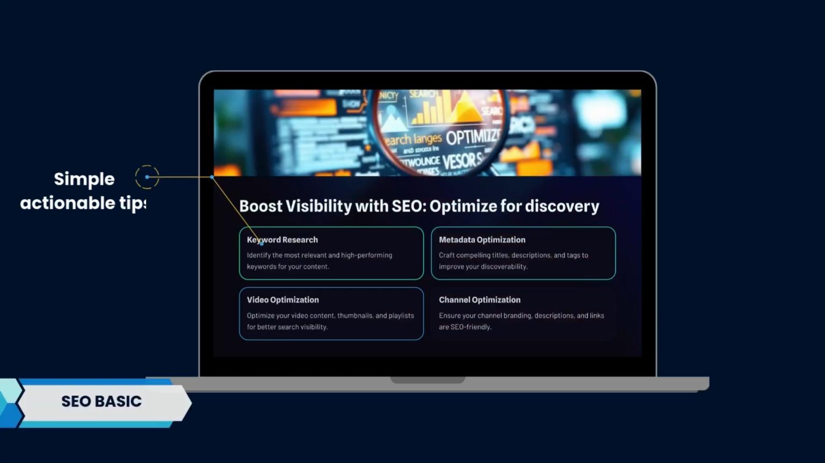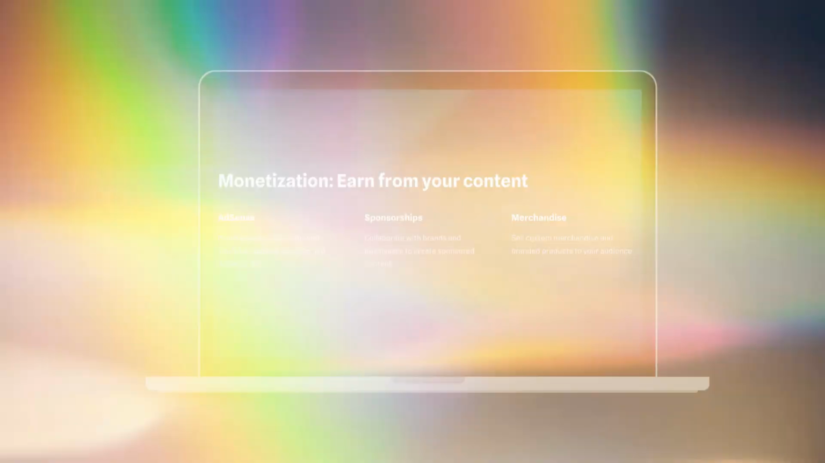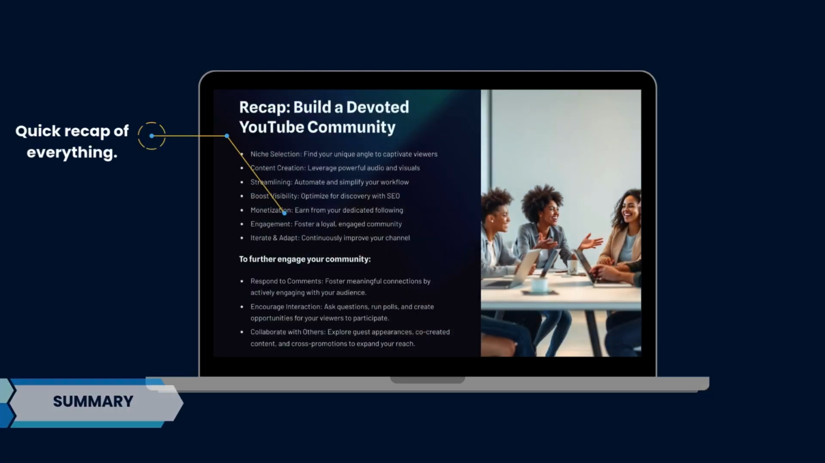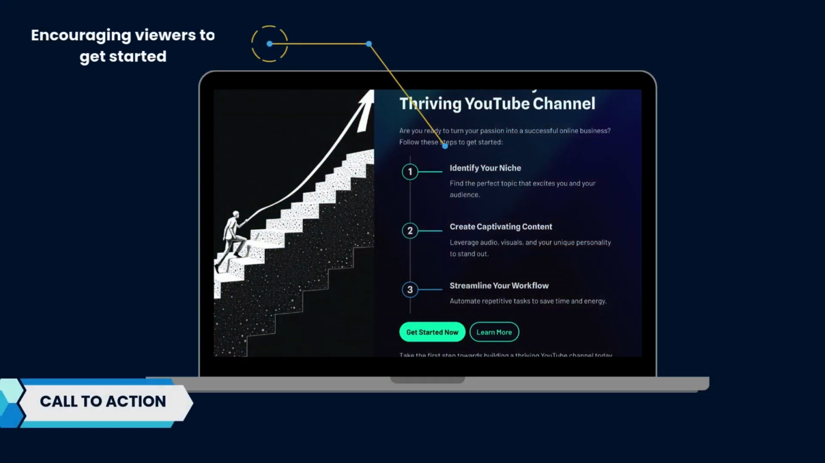Slide 5. SEO basics. Simple, actionable tips. Slide 6. Monetization. Clear examples of how to earn. Slide 7. Summary. Quick recap of everything. Slide 8. Call to action. Encouraging viewers to get started. Not bad, right? But we can make it even better.